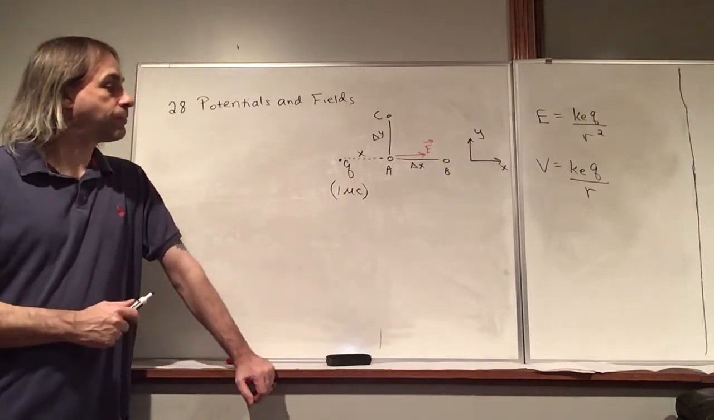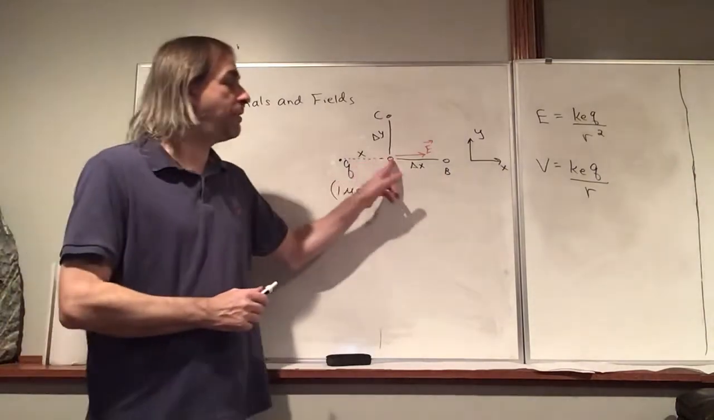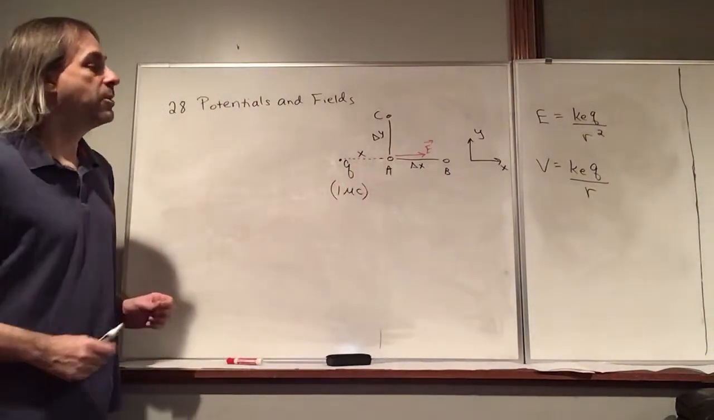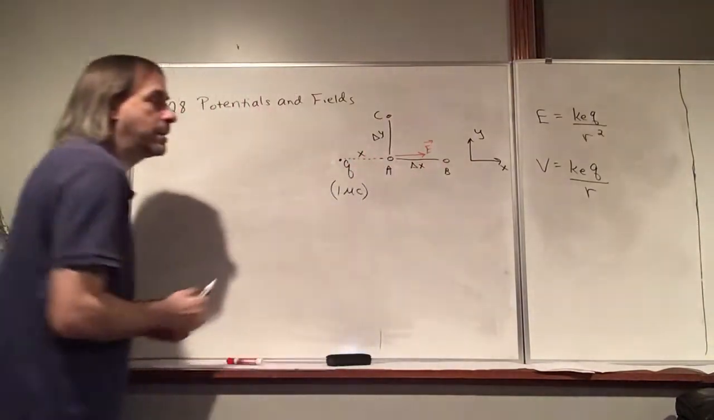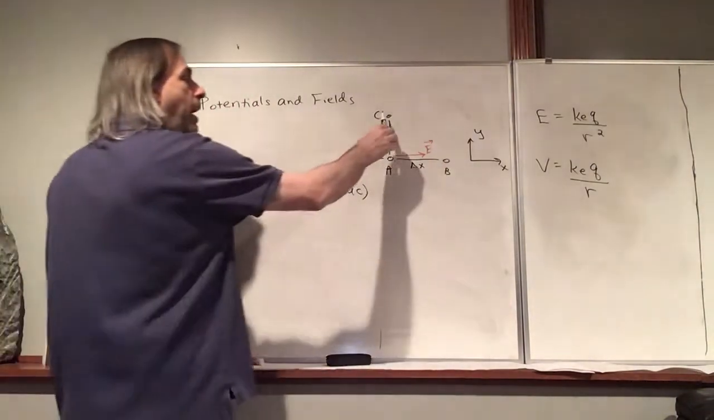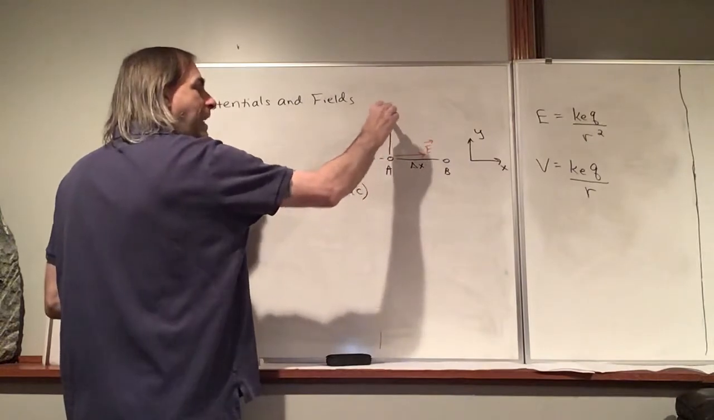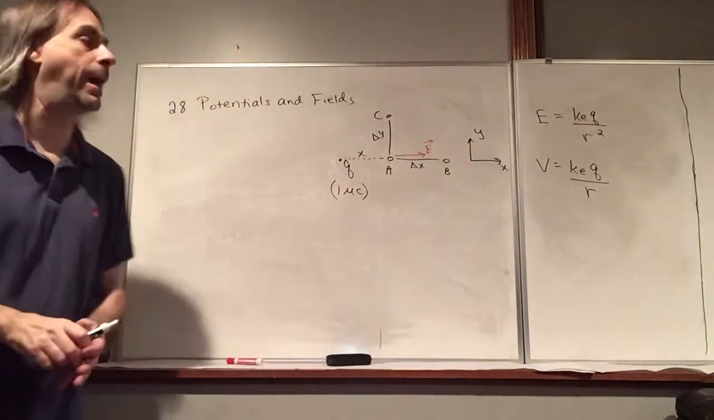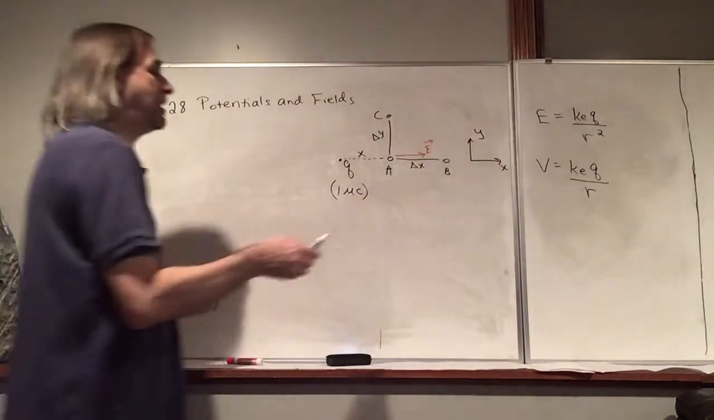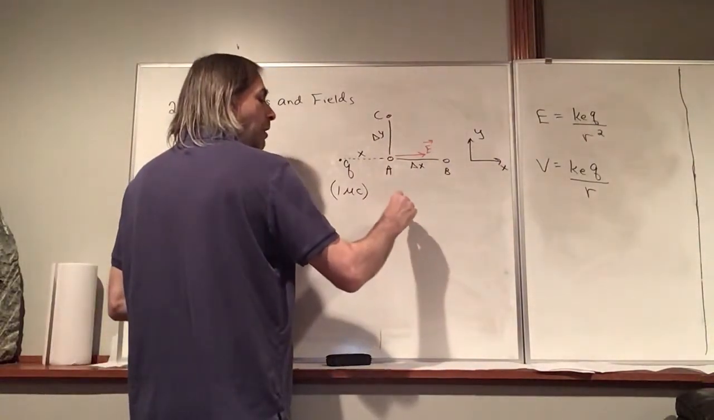So we want to know the electric field at point A. I drew a point B that's a distance delta x from A, and I drew a point C, a distance delta y in the y direction from point A. We want to say that delta x and delta y are small.